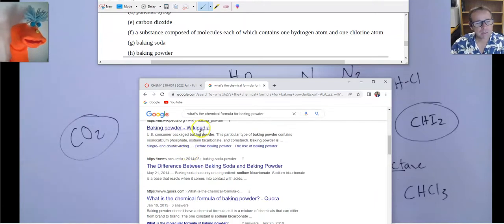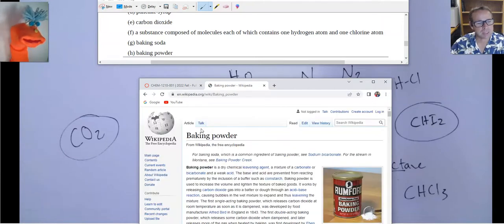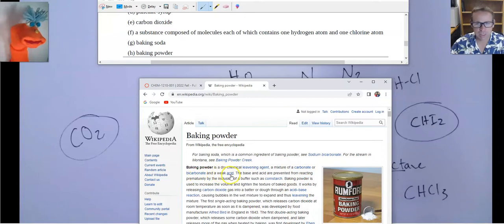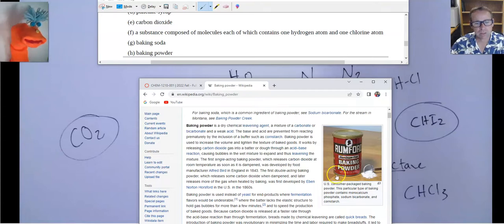Baking powder, on the other hand, if we go to Wikipedia and see what it says here, is a dry chemical leavening agent, a mixture of the carbonate, the bicarbonate, and a weak acid. So there are a handful of things in here. This particular type of baking powder contains monocalcium phosphate, that's the weak acid, sodium bicarbonate, and cornstarch, that's the non-sticking agent, right? So even other compounds are found in baking powder. So baking powder is an example of a mixture.